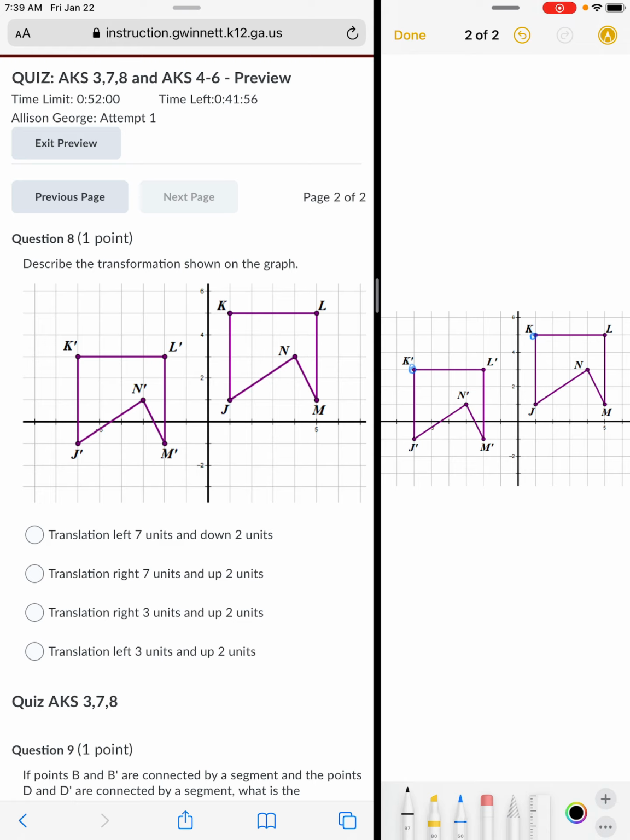So to go from K to K prime, I go left 1, 2, 3, 4, 5, 6, 7. So left 7. And then I go 1, 2, down 2. So left 7, down 2. Let's check another set of points and see if it's the same rule. If it is, then we've confirmed this is a translation. So 1, 2, 3, 4, 5, 6, 7 left. And then down 2, does that get me to J prime? It sure does. So we've confirmed that this translation is left 7, down 2.